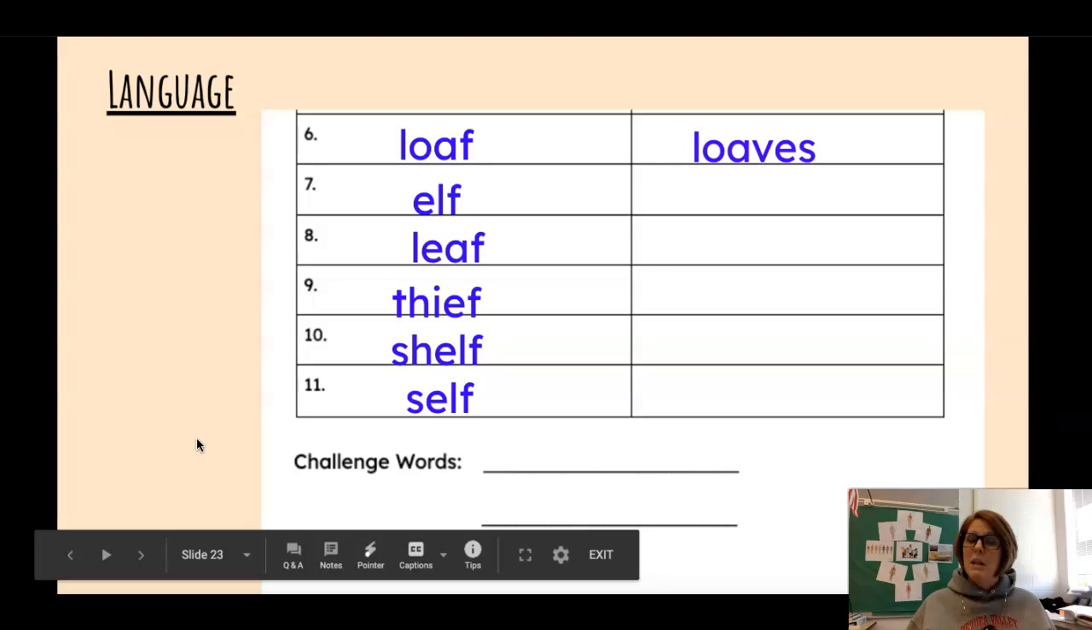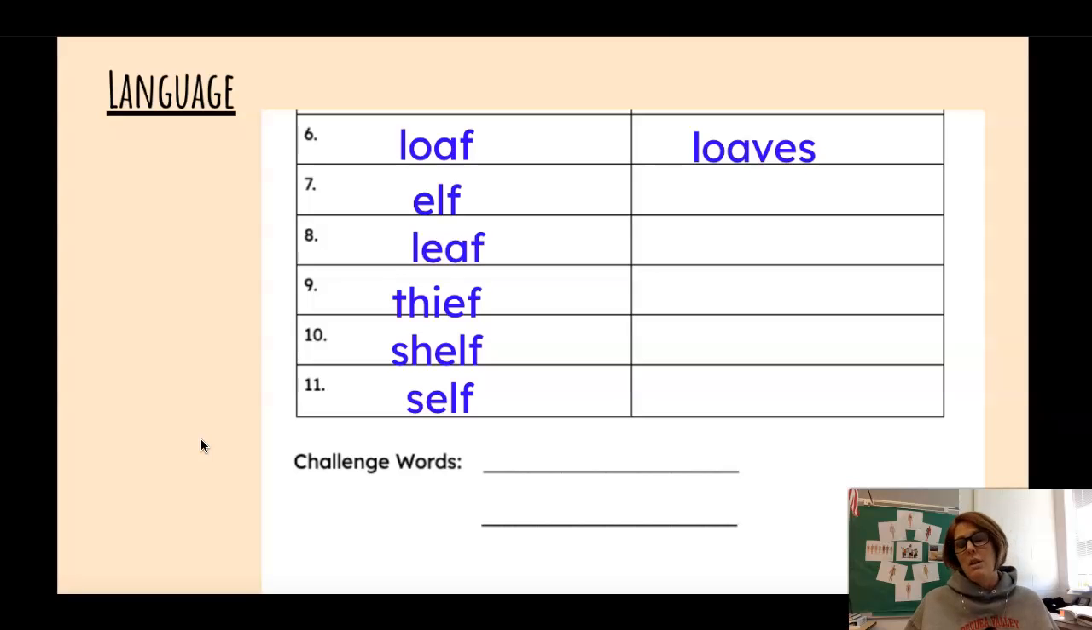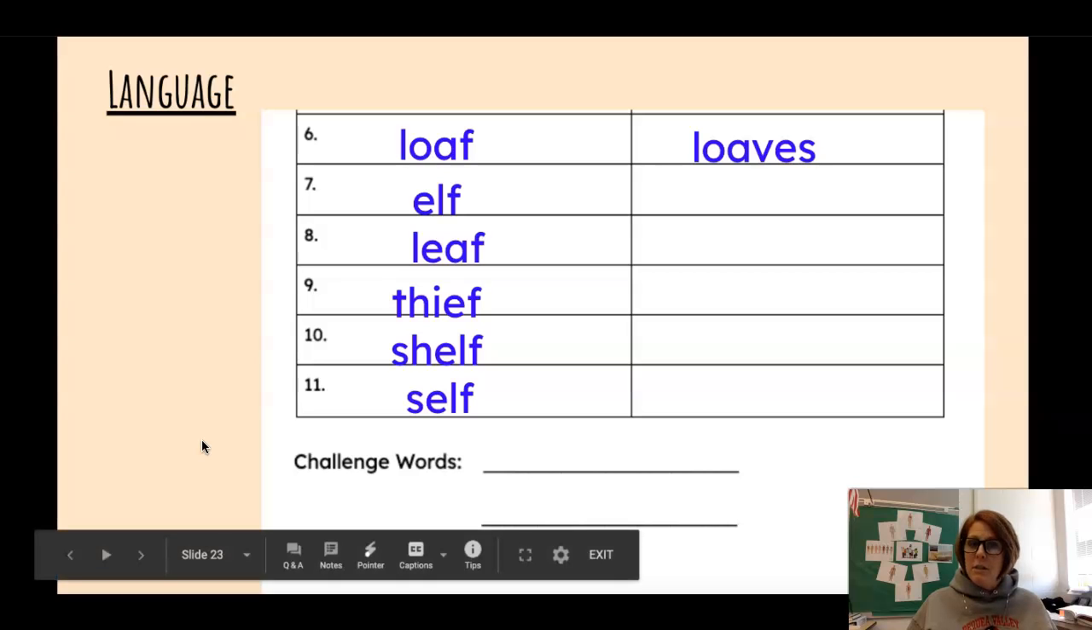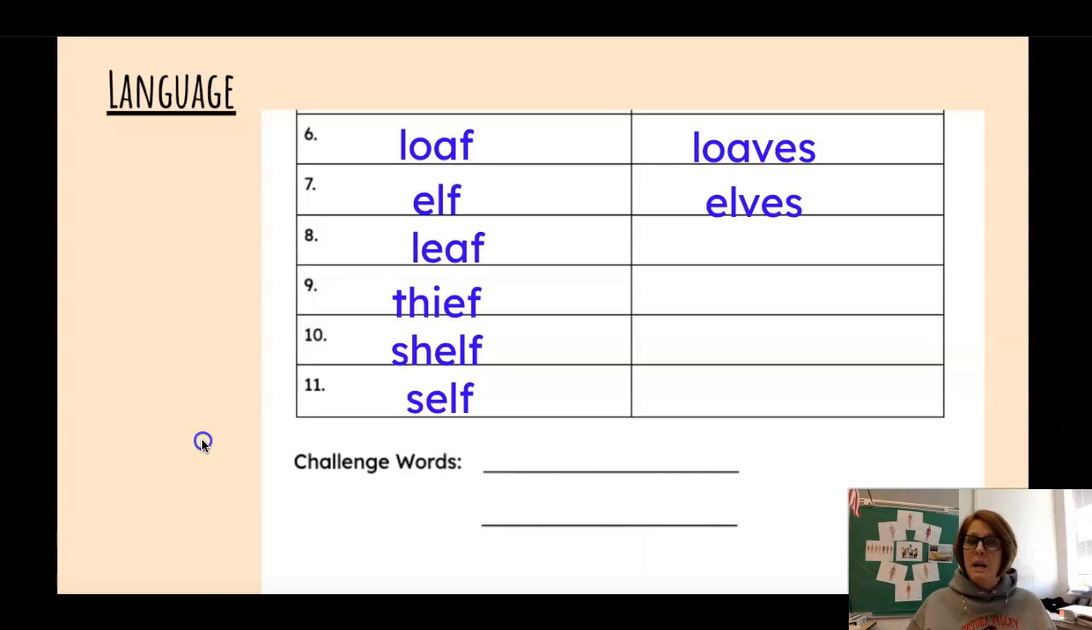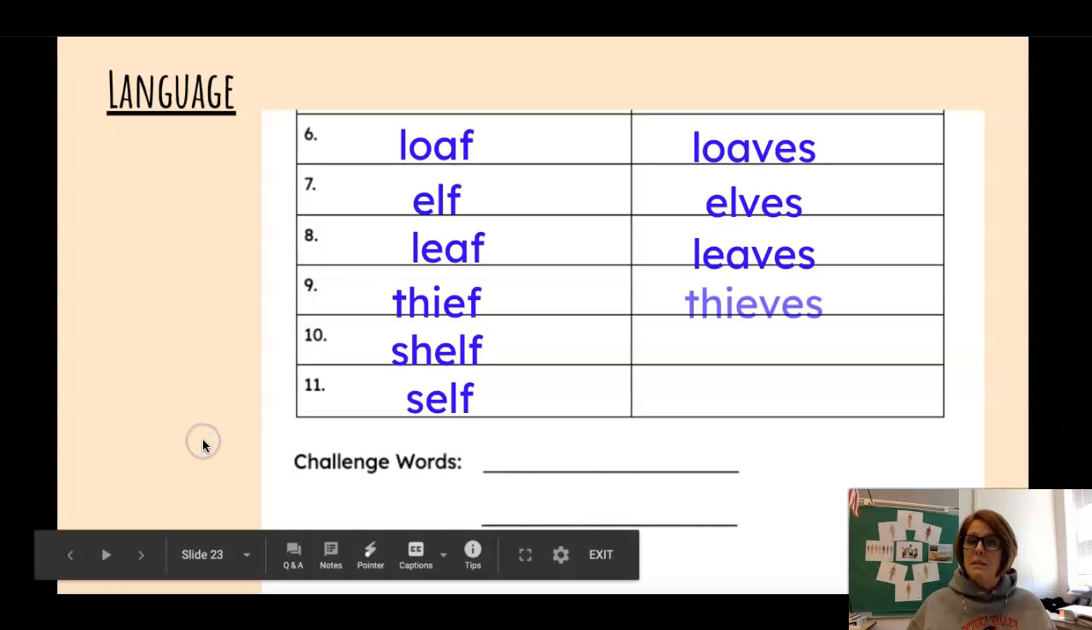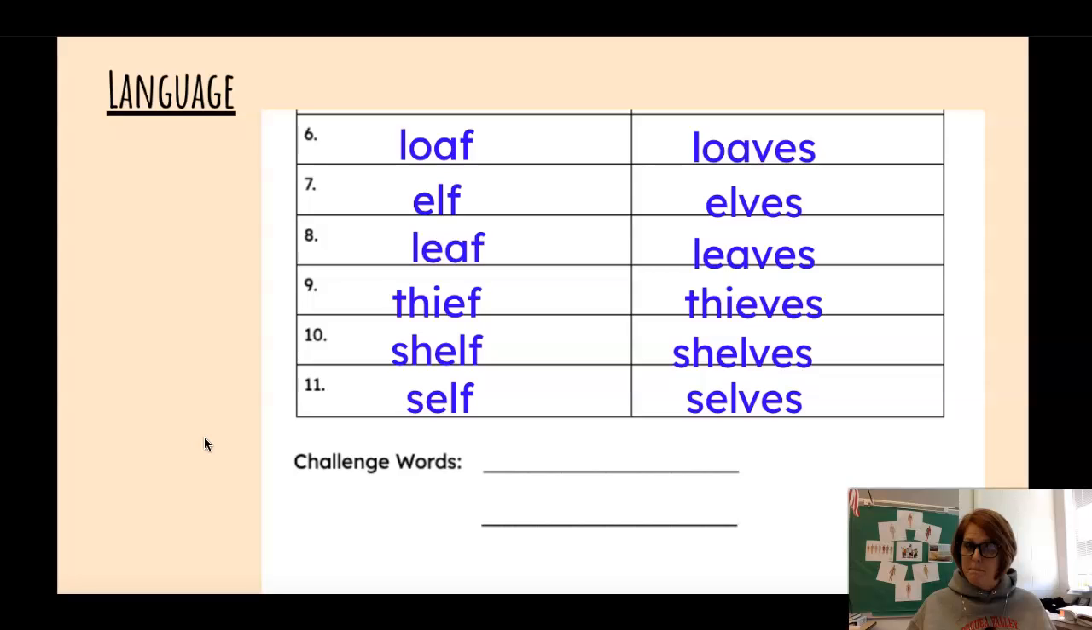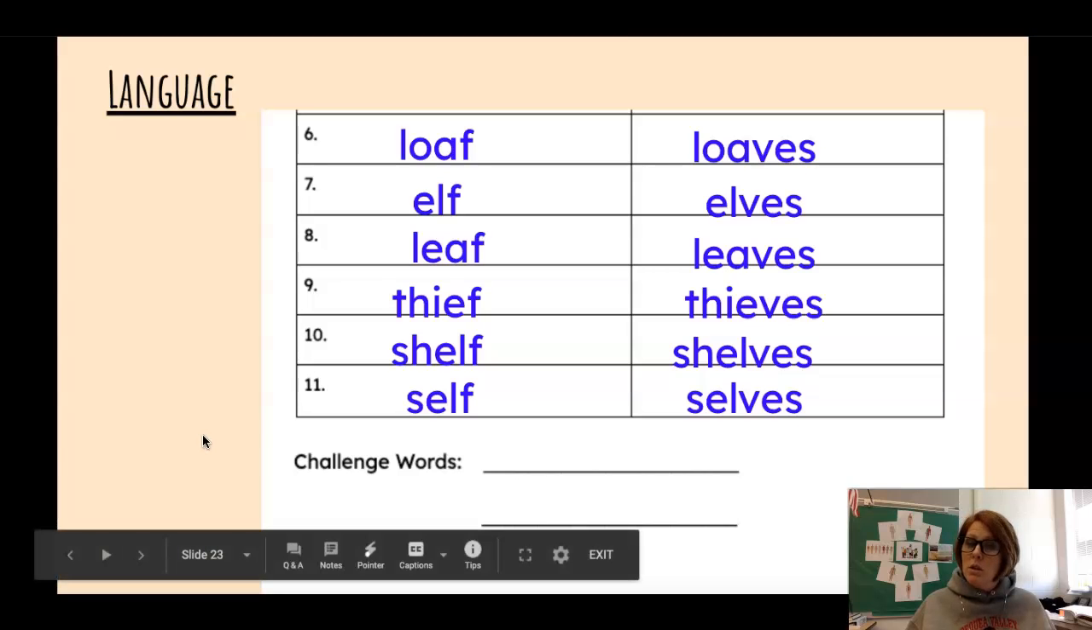Loaf, loaves. Same thing. We take the F off and we change the F to a V and we still add ES. Elf becomes elves. Leaf becomes leaves. Thief becomes thieves. Shelf becomes shelves. And self becomes selves. So make sure you have all of these plurals written neatly and spelled correctly.